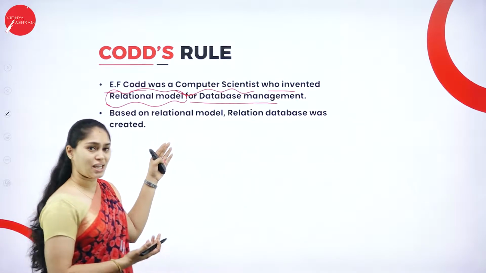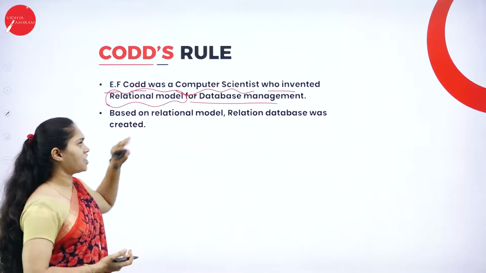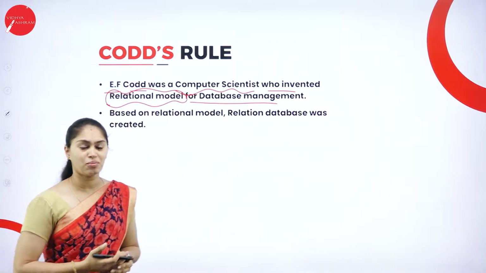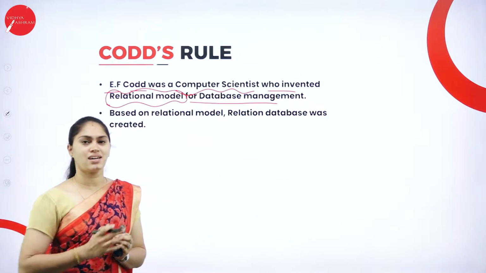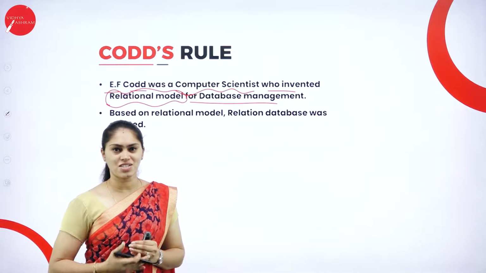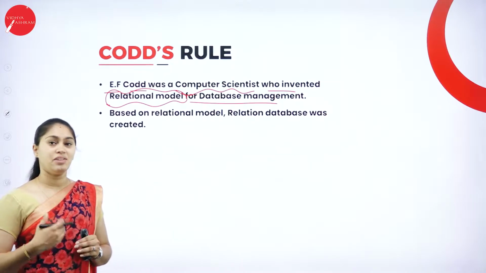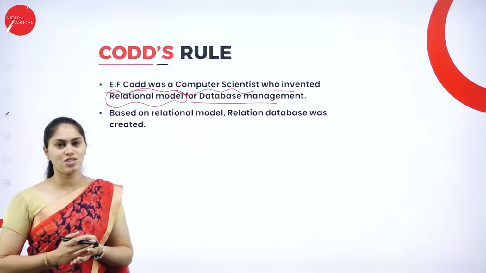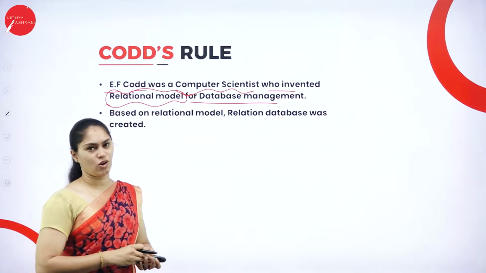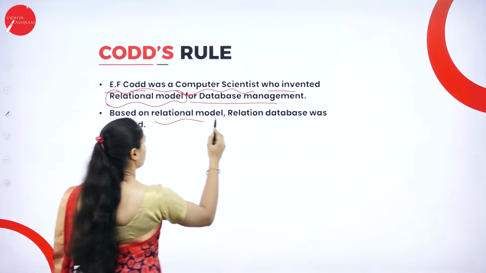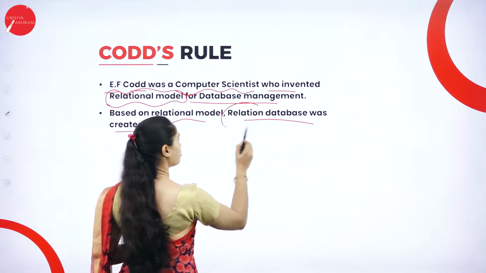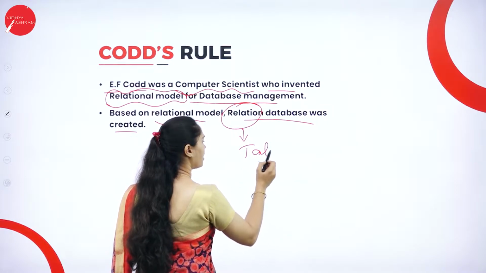In order to implement or invent this relational model for the purpose of database management systems, E.F. Codd played a very important role. He invented 12 rules, and for each rule he has given advantages. If we follow that, it will be helpful in improving the efficiency of accessing the content in the database, that too in terms of relations or tables. Also, based on the relational model, a relational database was created. So if it is a relation, then you have to remember it's all regarding tables.